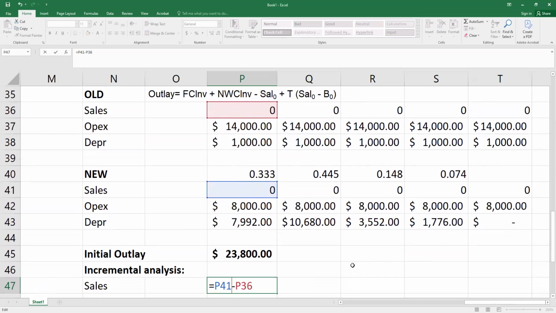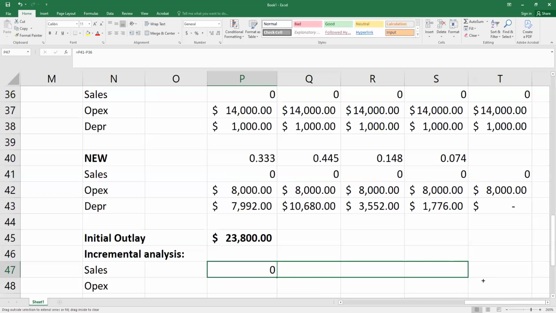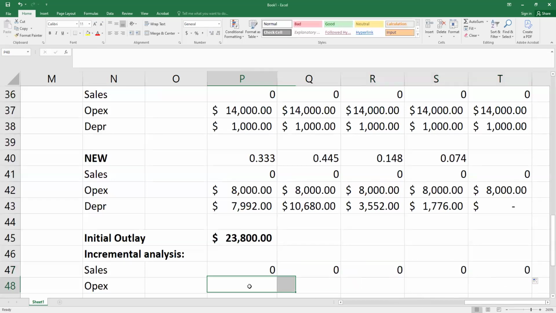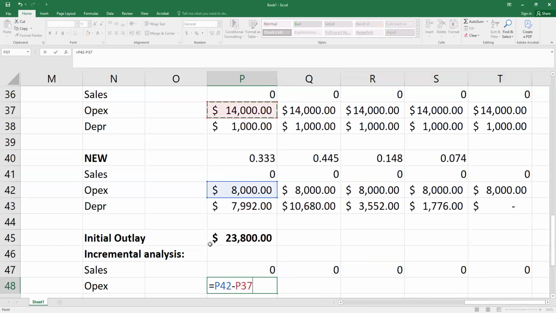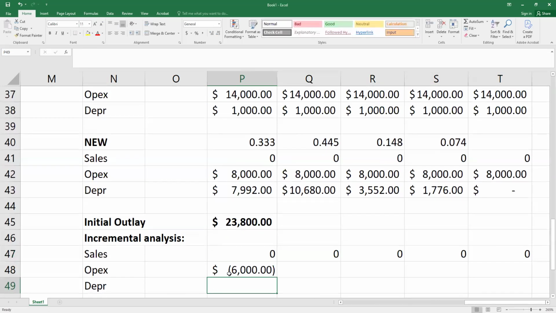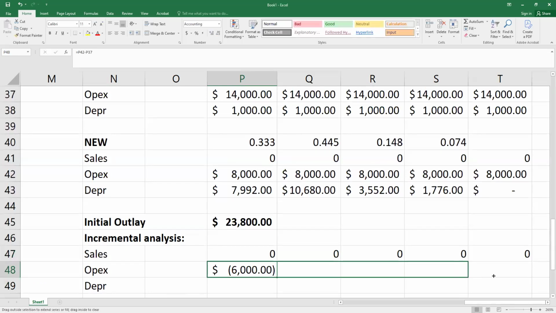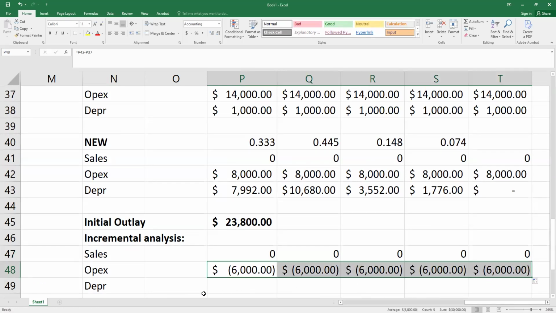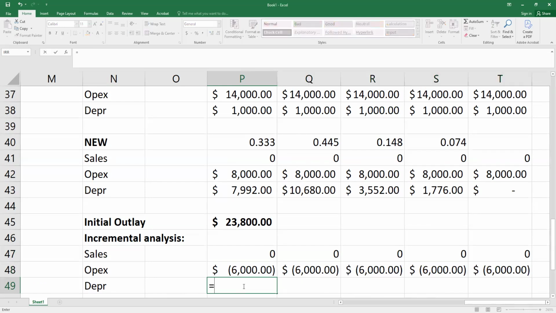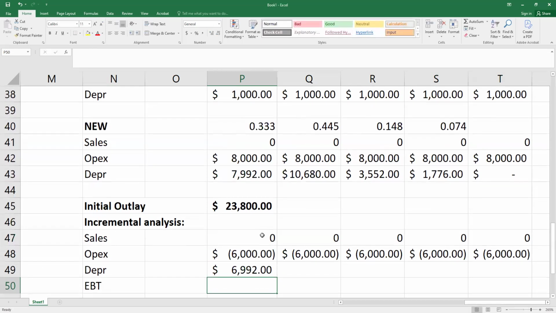So we're counting only the first year? No, we'll count every year. And you pull it to the right. And OPEX, new minus old. That's the logic. And depreciation is the same. New minus old.